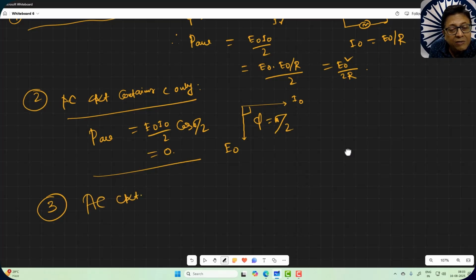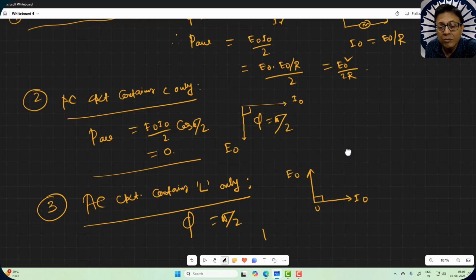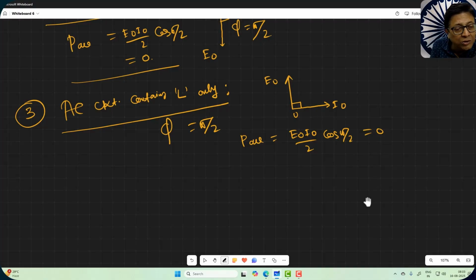AC circuit containing L only. L only means that I0, if you have taken along x-axis, E0 will be along y-axis. Here also phi is pi by 2. So P average will be what? E0 I0 by 2 again cos pi by 2. So average power in inductive circuit, only inductive circuit, is also 0.